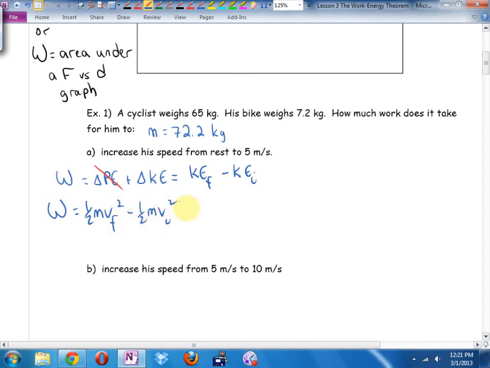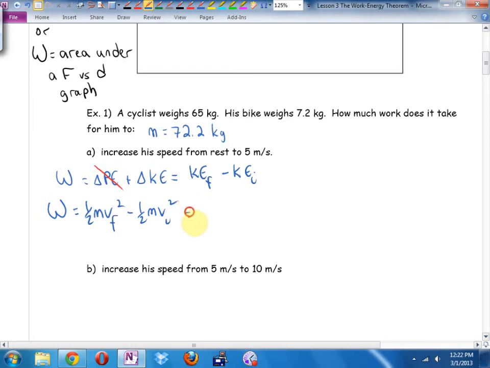Do the m's cancel? Careful. Abe is correct. Abe says no. Why not? Well, there is an m in the first term, there is an m in the second term. Is there an m in the work? No, so don't be going cancel happy here. That's why I had to give you the mass. But now I think it's plug and chug.